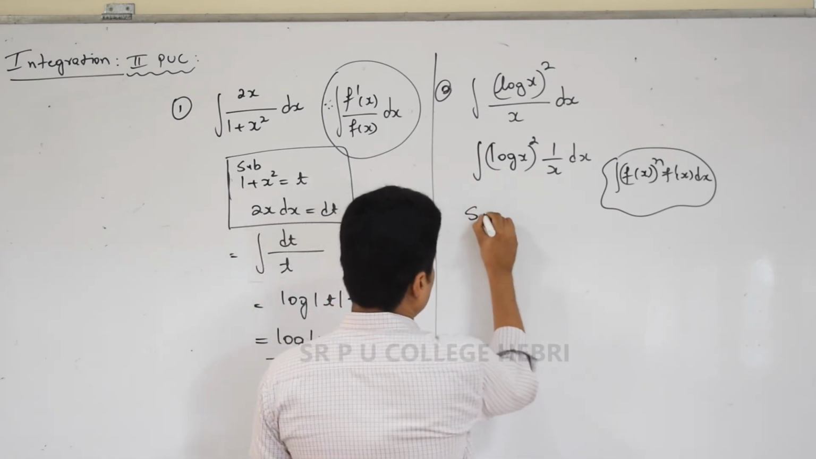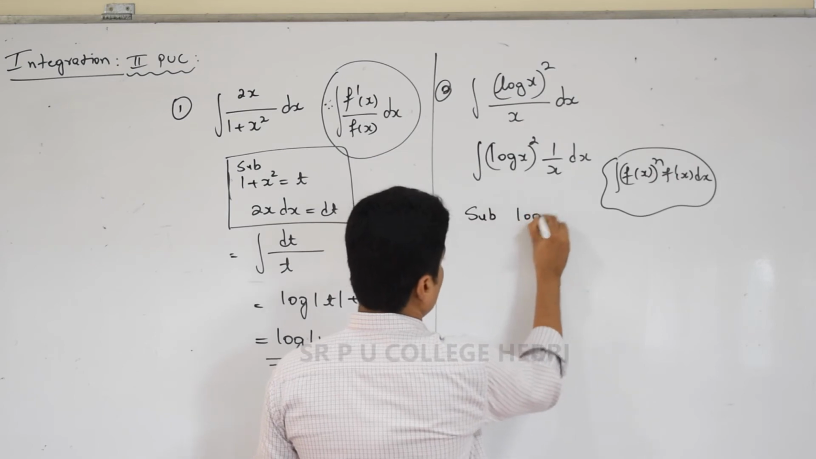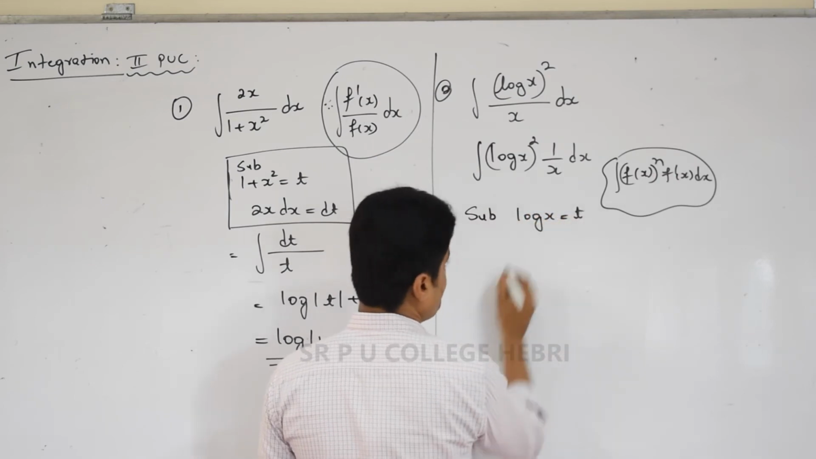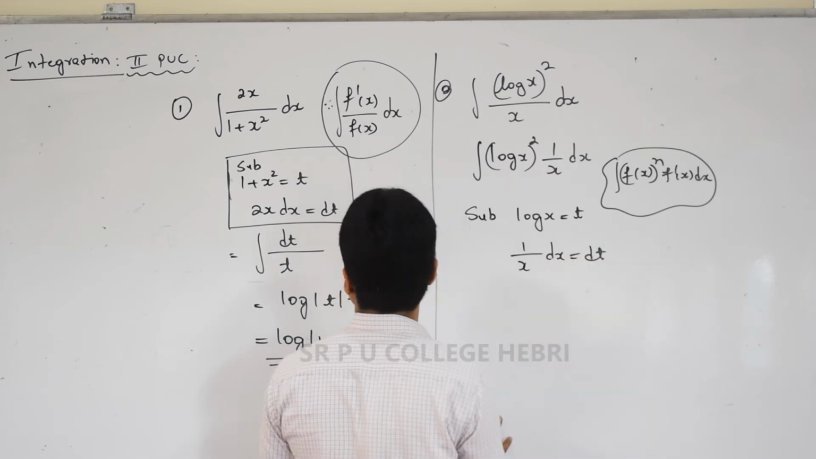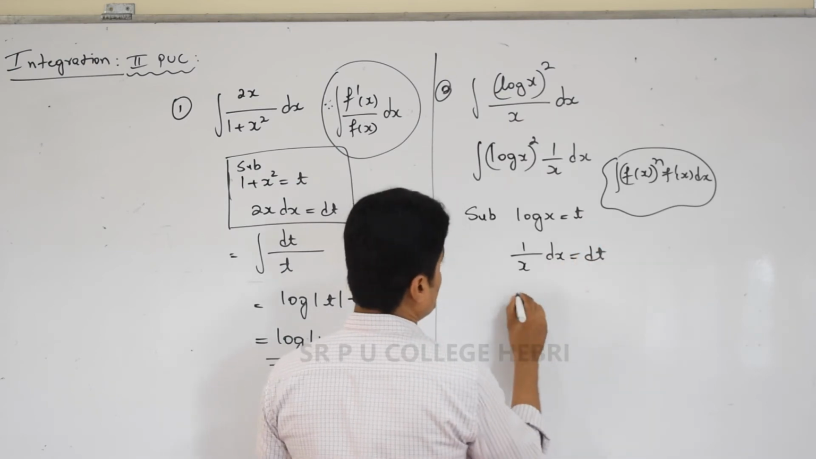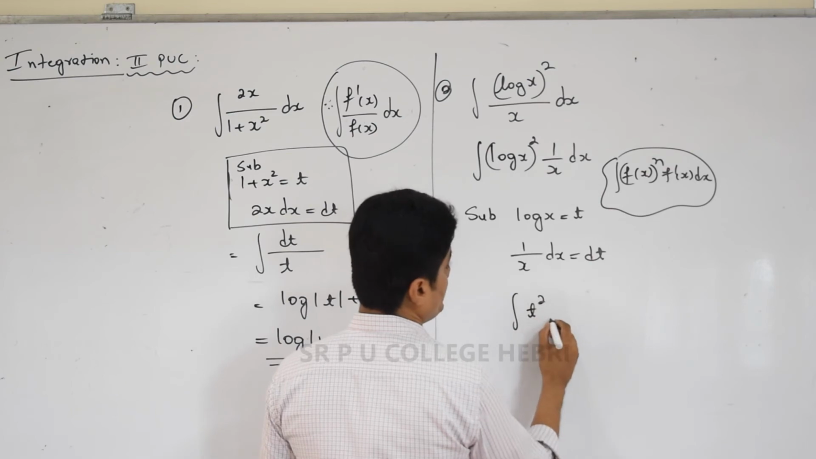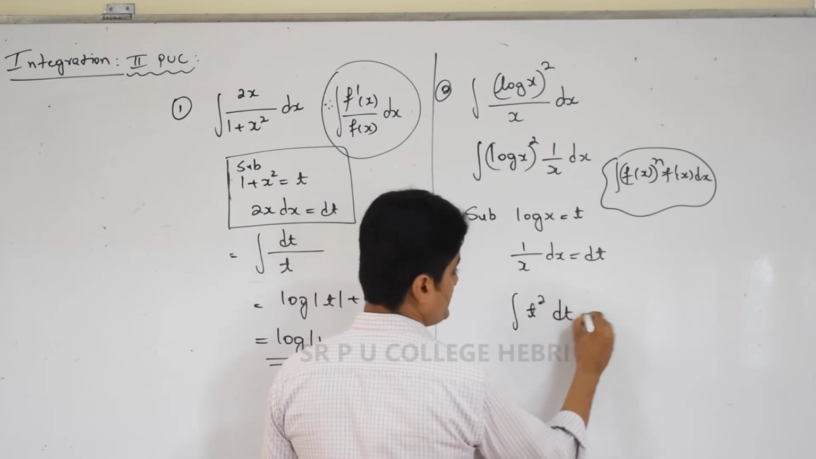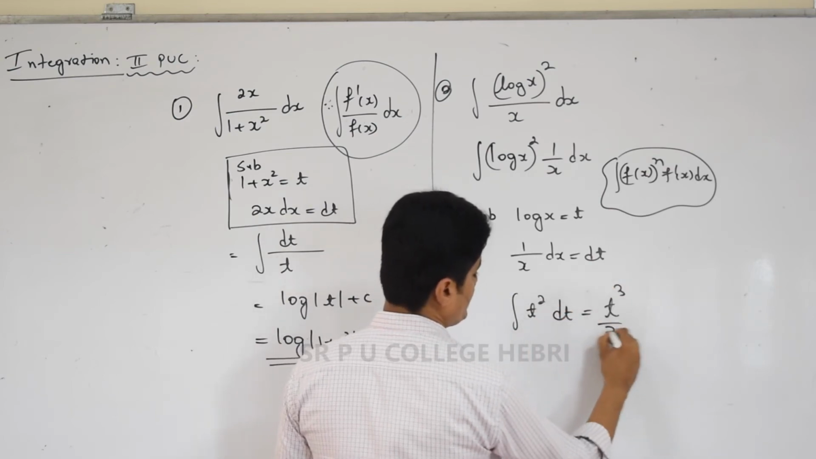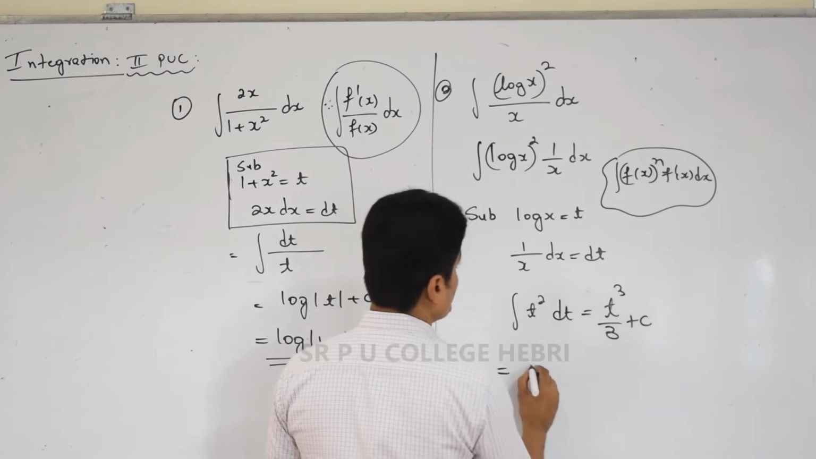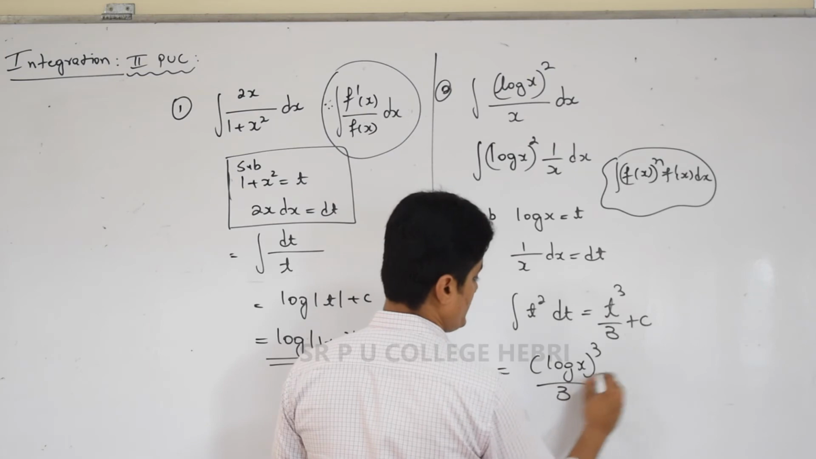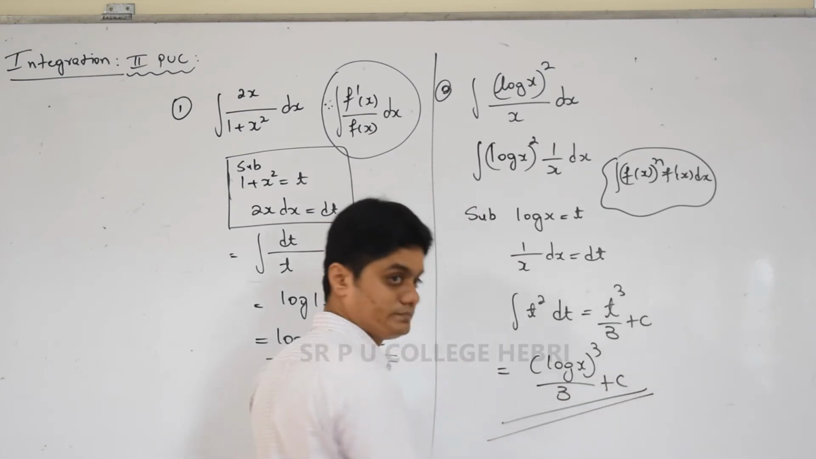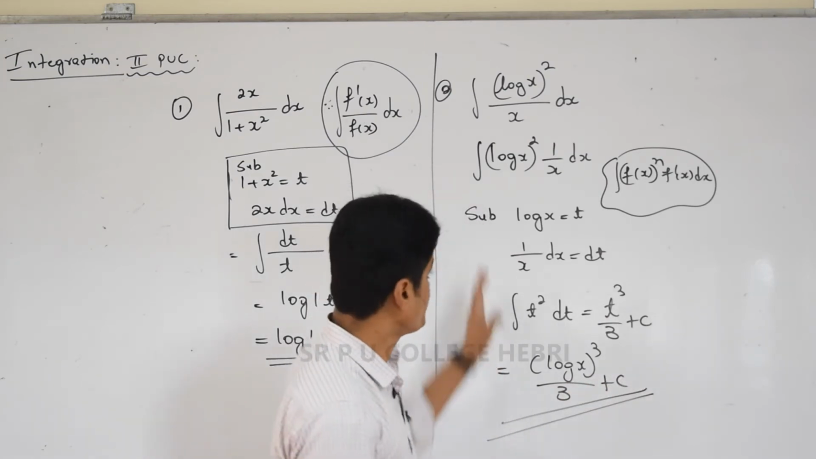So what should we do? Substitute log x is equal to t, correct? 1 by x dx is equal to dt, right? So it will be t square into dt, that is t cube by 3 plus c. So what is t? Log x whole cube by 3 plus c. Done. So I hope you understood even this question also.